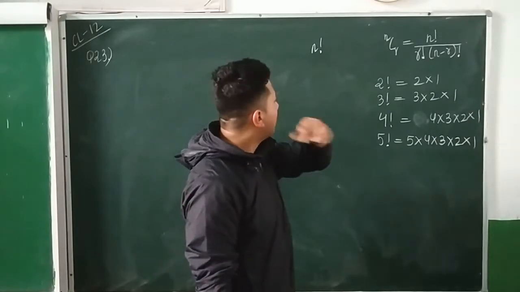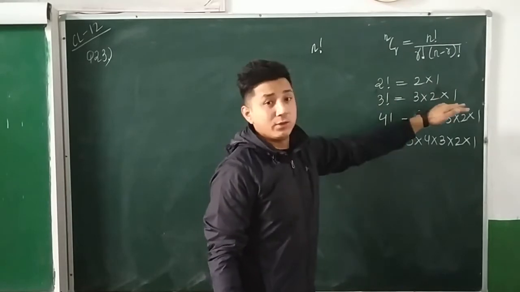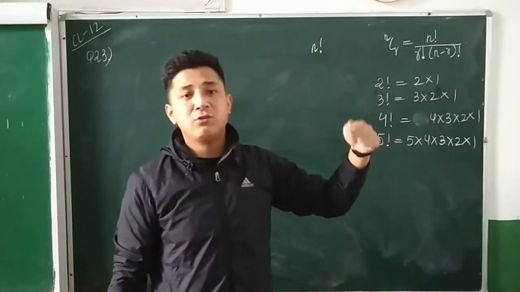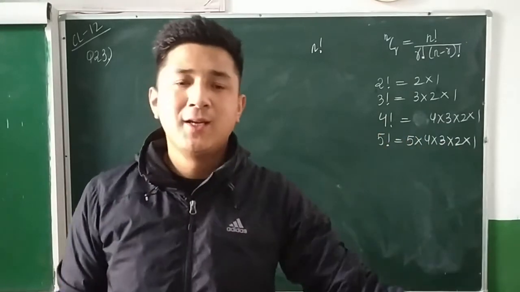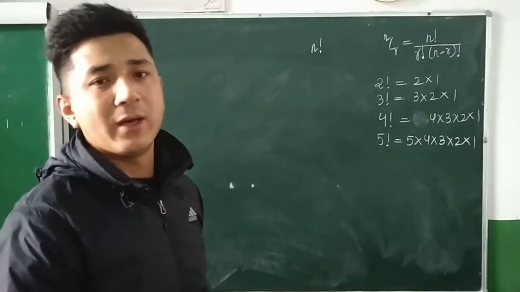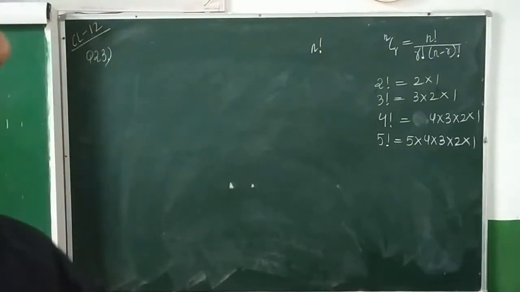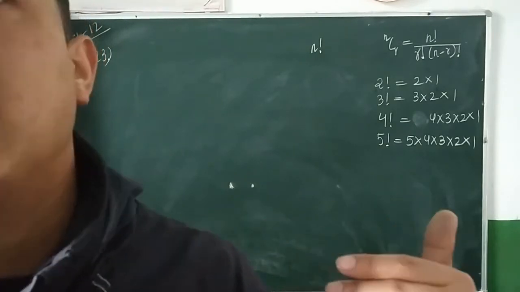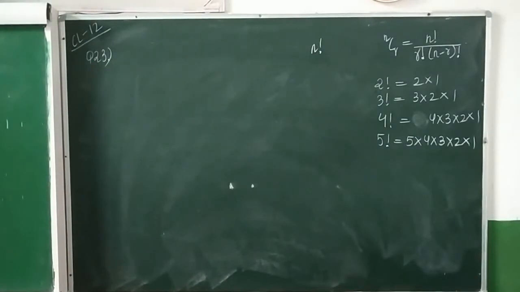Now, factorial 2 means 2 into 1. Please go backwards. Factorial 3 means 3 into 2 into 1. Factorial 4 means 4 into 3 into 2 into 1. Factorial 5 means 5 into 4 into 3 into 2 into 1. So factorial 6 will be 6, 5, 4, 3, 2, 1. Factorial 7 will be 7, 6, 5, 4, 3, 2, 1 into product. So this is the formula for NCR and factorial. Please note down the formula.